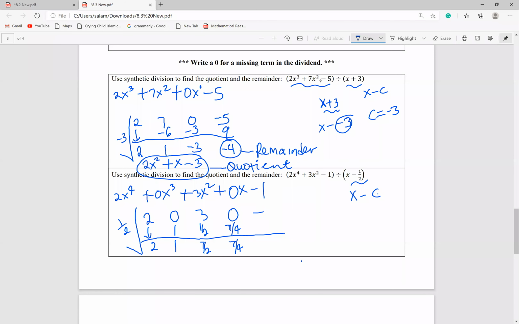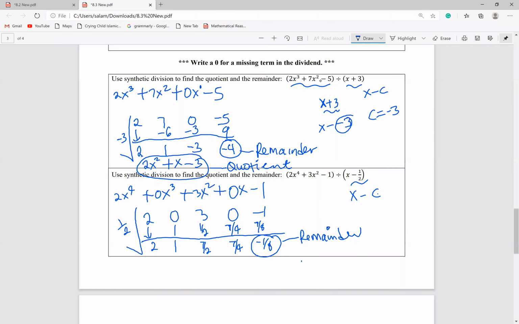Let me make this a bit smaller, so I'm going to add space. That will give us 7/8. So -1 plus 7/8 gives us -1/8, and that is exactly our remainder. And these are the coefficients of the quotient.